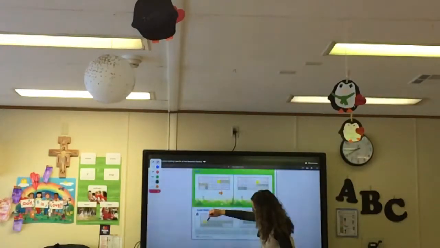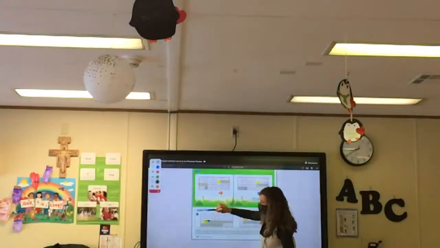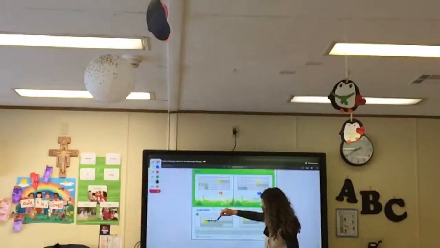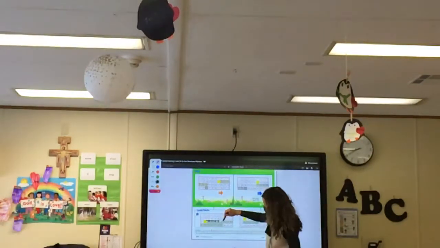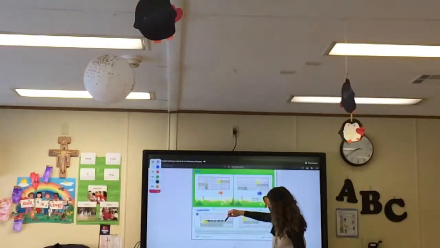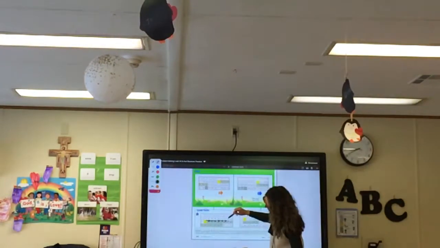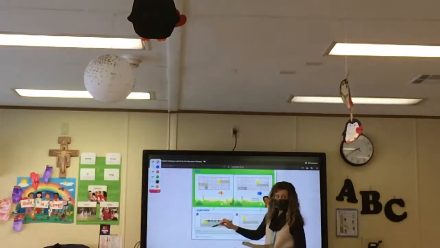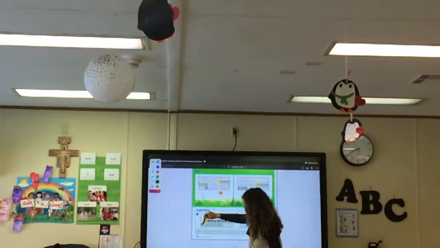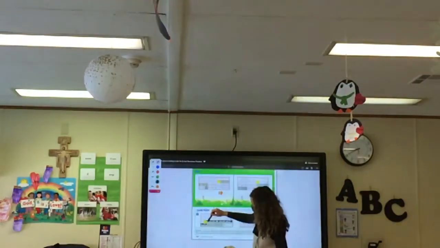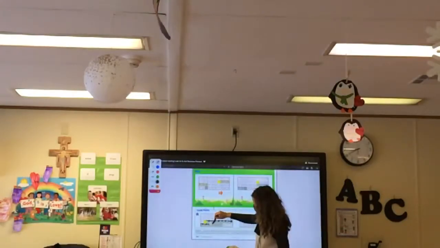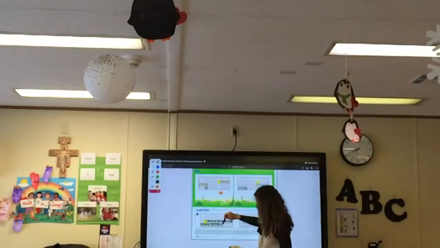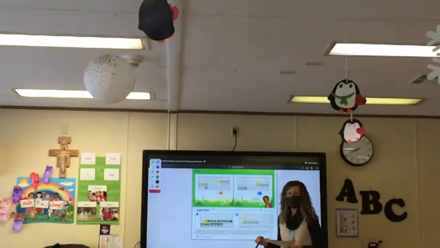So 22, let's count up. Go 23. So let's count. That's 1. Keep going. 2, 3, 4, 5, 6, 7, 8. Uh-oh. Go down to the next row, right? 8, then there's 9, 10, 11, 12, 13, 14, 15. So what number did we land on?